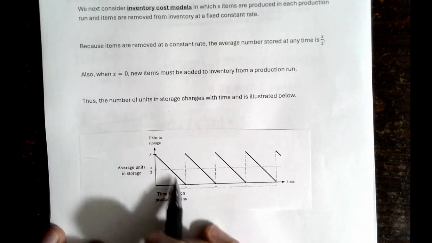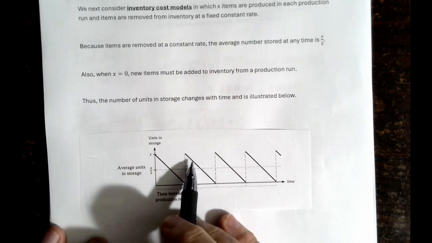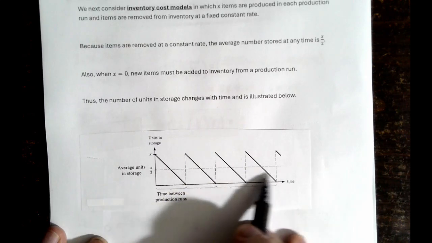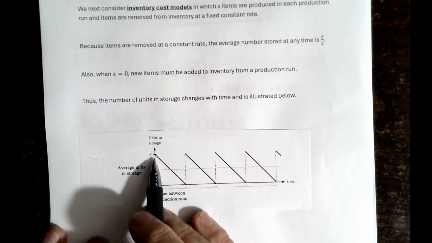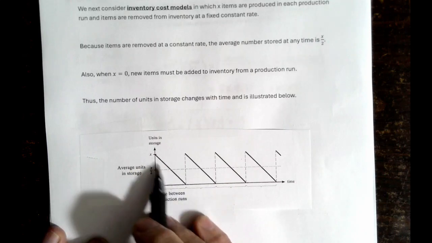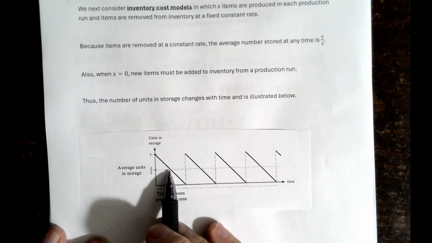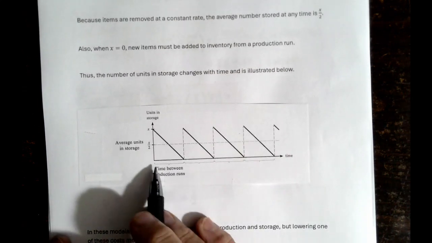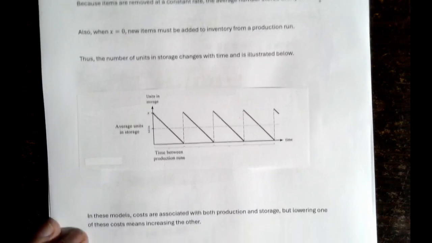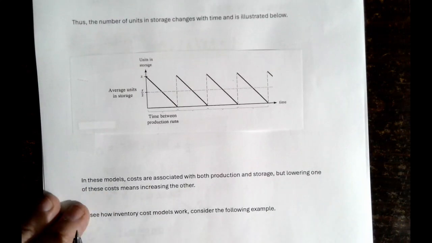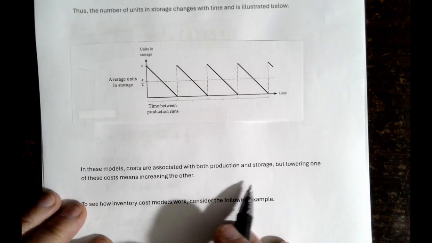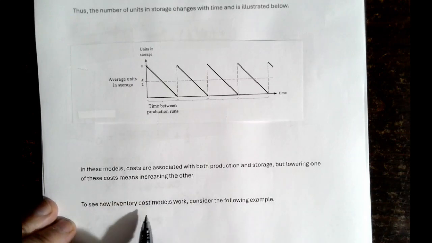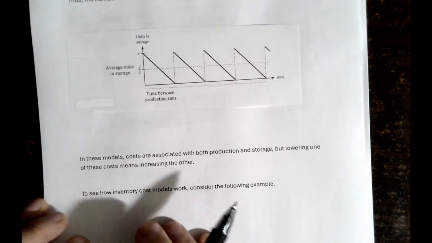And because items are being removed at a constant rate, we can say the average units in storage is 1/2 X. If X is here and 0 is there, roughly between here to here, it's 1/2 X, so X over 2. And this is the time between each run. Alright, so in these models, costs are associated with both production and storage, but lowering one of the costs means increasing the other. To see how inventory cost models work, consider the following example.